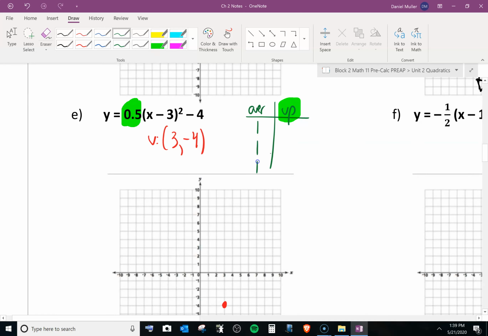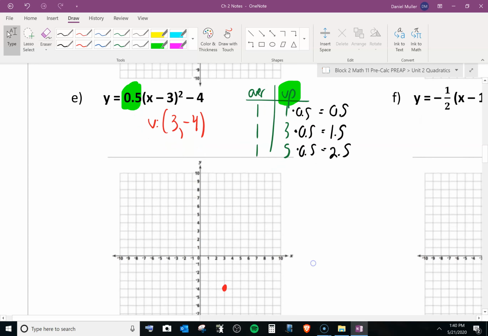So my over and my up, and I know it's positive, so it's up. I will always have 1, 1, 1, 1, 3, 5, but I'm going to times this by 0.5, which is a half. So a half of 1 is a half. A half of 3, that's 1.5. A half of 5, if you have a half of $5, well, that's 2.5. So it's just the same as it was before. So you have your vertex over 3, down 4, over 1, up a half.